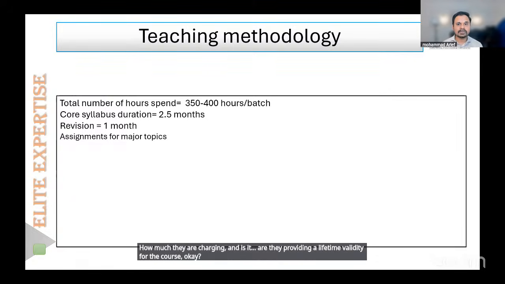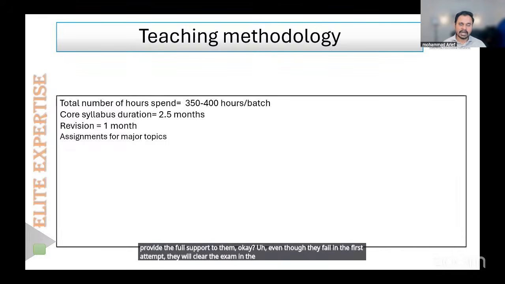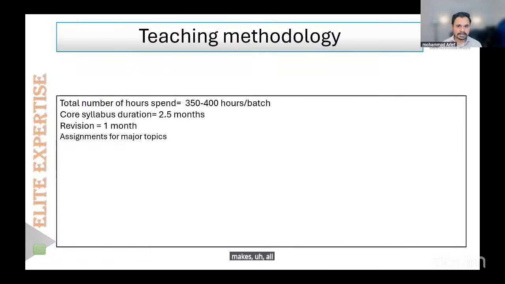At Elite Expertise we provide lifetime validity, which means that in case, by any chance, 5% of candidates sometimes fail. Of course, 5% of candidates keep on failing, but 95% will pass. That 5% need not worry, because we provide full support to them. Even if they fail in the first attempt, they will clear the exam in the second attempt, and we don't charge anything from them. These are a few important things that make our students succeed in their first attempt.